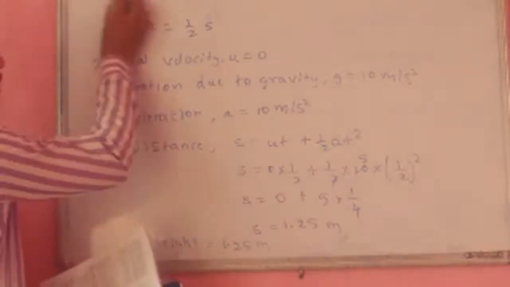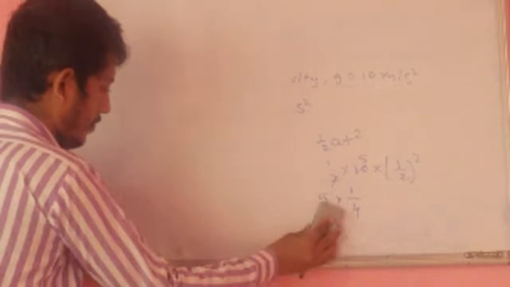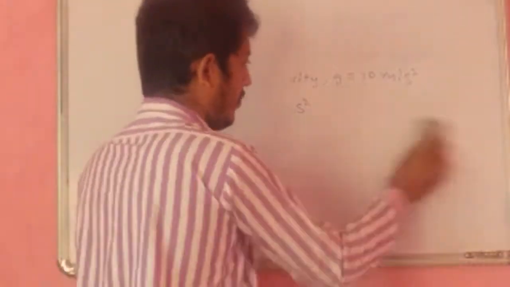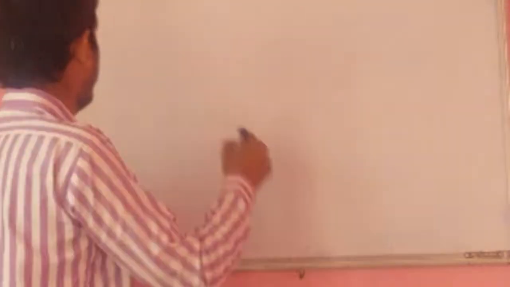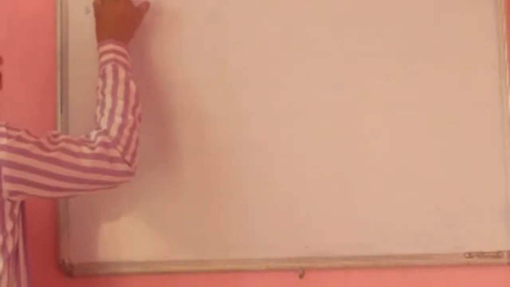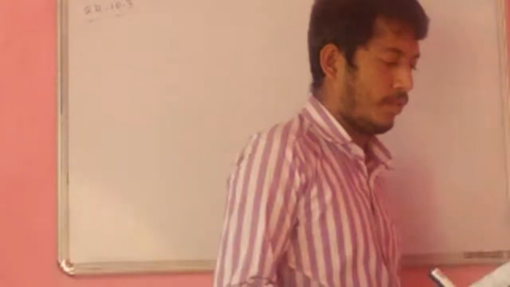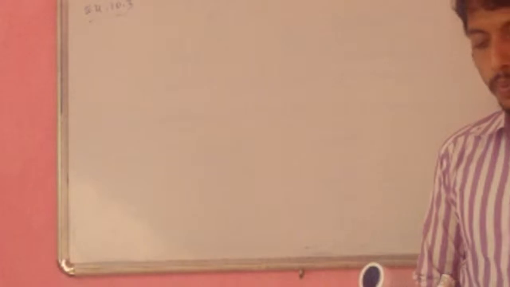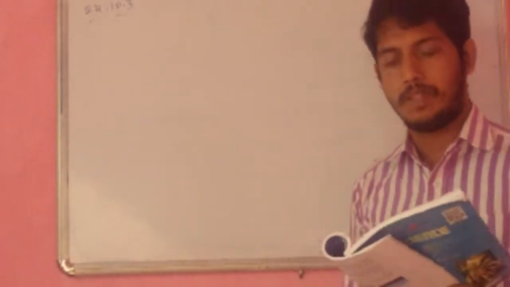The next one. Example 10.3. An object is thrown vertically upward and rises to a height of 10 meter.